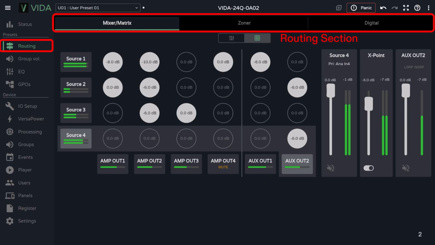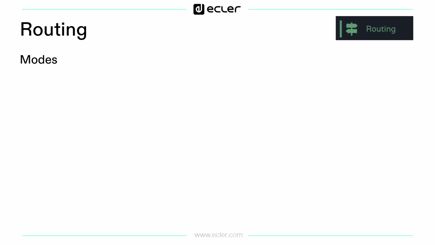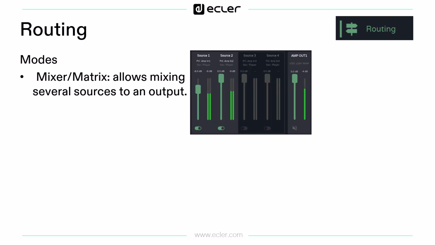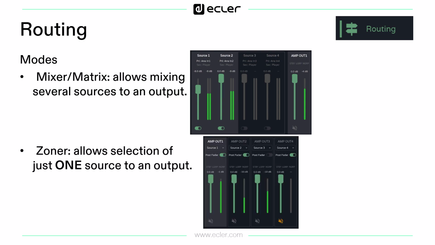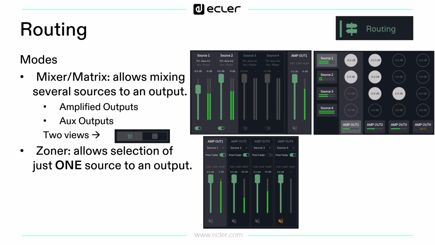Let's see why. There are 2 working modes in routing: the Mixer Matrix mode, that allows mixing several sources to an output, and the Zoner, that will force to select just one source to an output. The Mixer Matrix mode can be applied to the amplified and auxiliary outputs. You can see the mix in 2 ways: a mixer view and a matrix view.